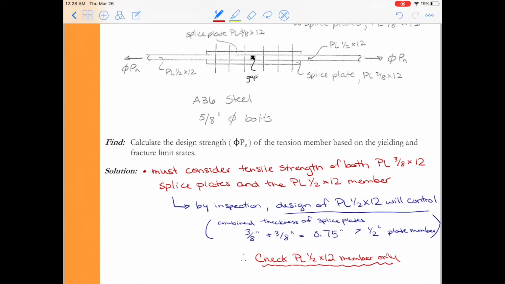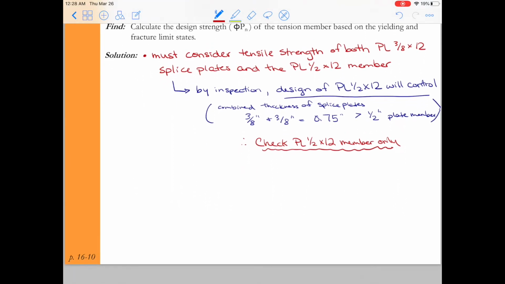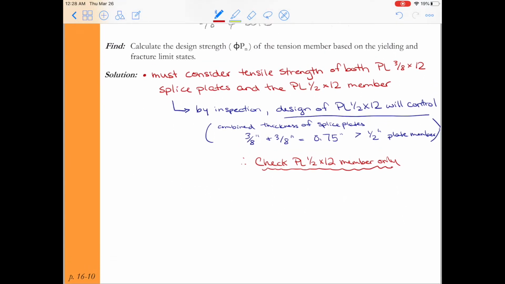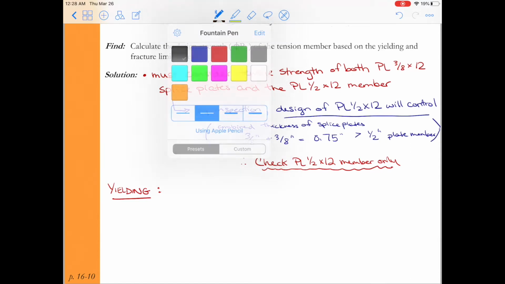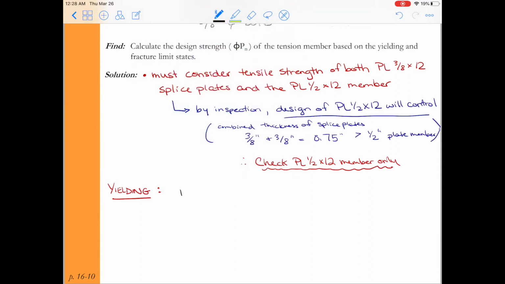Alright, so on to our tension member limit states. Our first limit state that we usually check is yielding, and we're going to check yielding for this PL 1/2 by 12 inch member. Our general design equation is that P sub U has to be less than or equal to phi Pn. Phi is 0.90 for the limit state of yielding, and Pn is Fy times Ag.